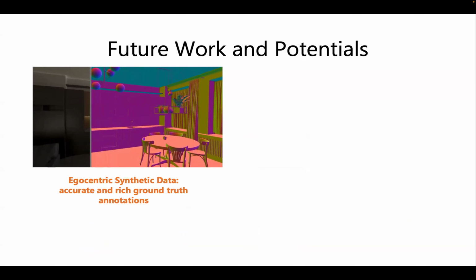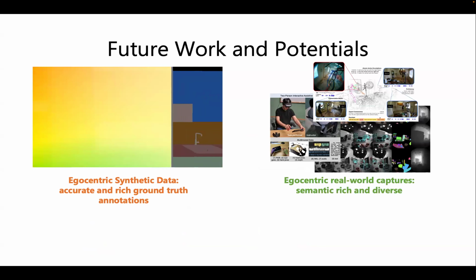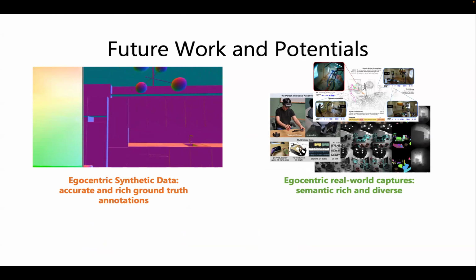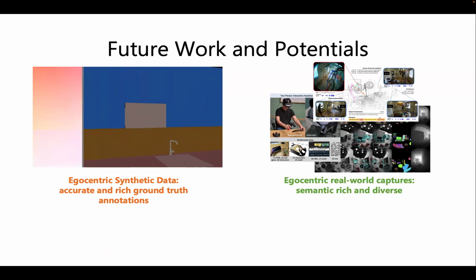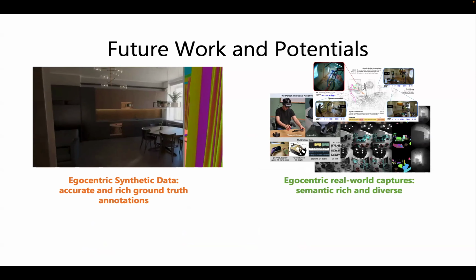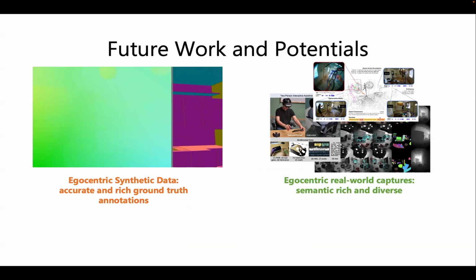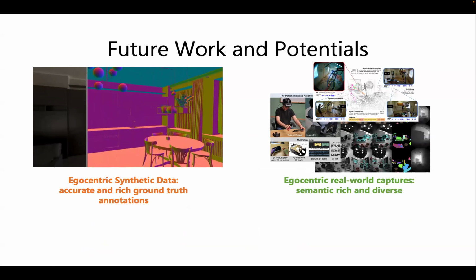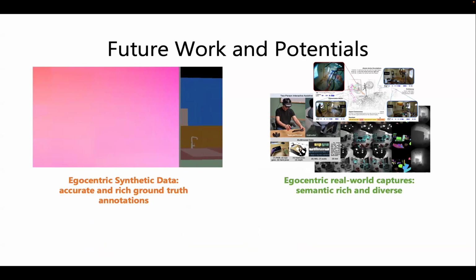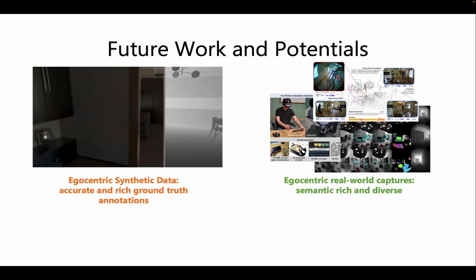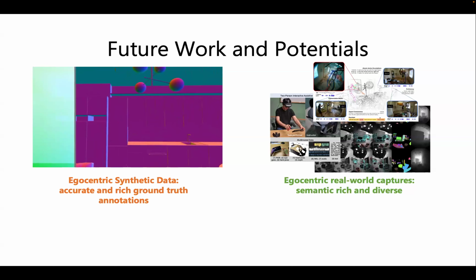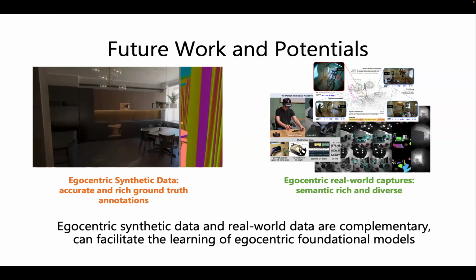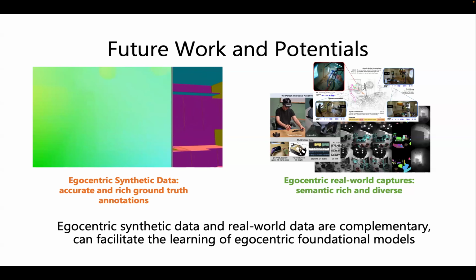truth annotations. And at this year's CVPR, you can also see many large-scale real-world egocentric captures. The advantage of real-world capture is that it is semantically rich and diverse. So there are two types of data: synthetic data, generated by human motion models and 3D graphics to render nice data, and real-world capture. I think they are complementary to each other, and this type of data will really facilitate the learning of egocentric foundation models.